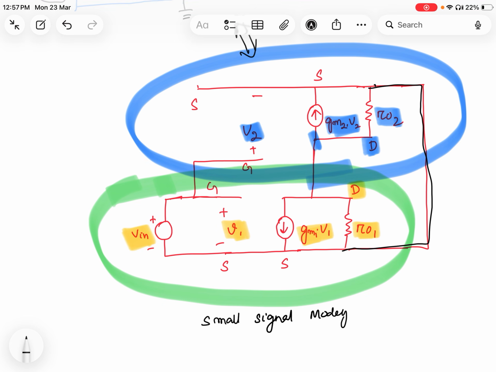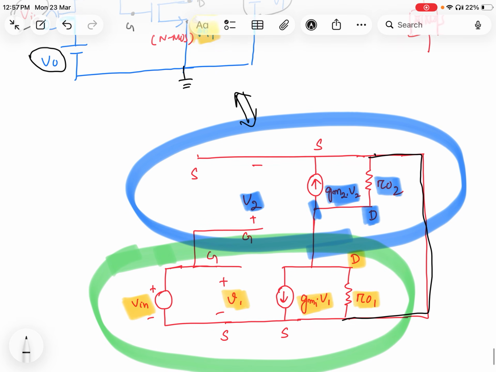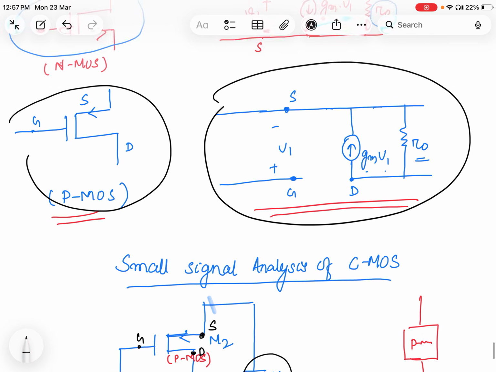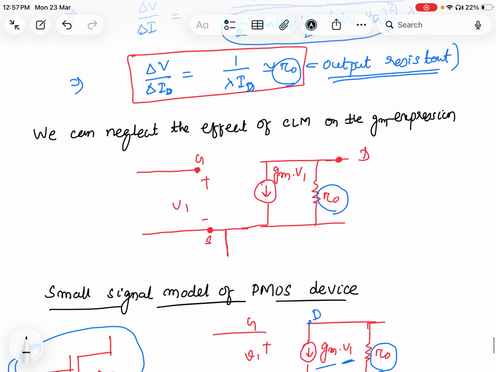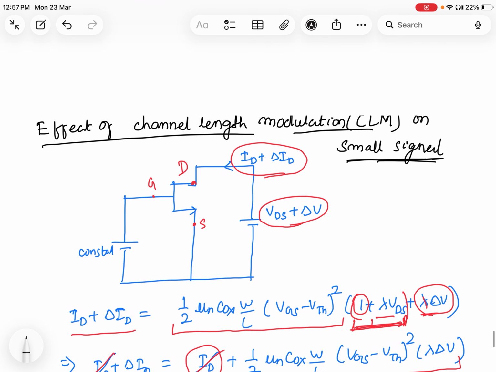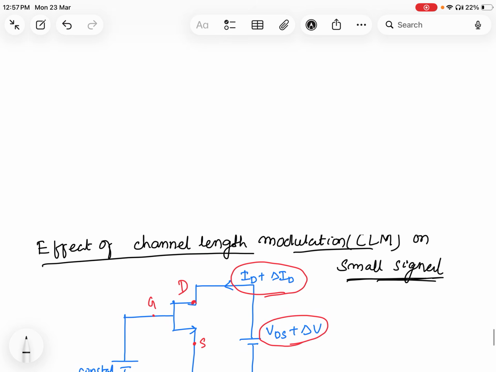If you have any doubt, you can ask me in the comment section. Let's practice all these things: the small signal model for the CMOS, the small signal model for the PMOS, and what the effect of channel length modulation on the small signal is, and how we are getting all these signals.